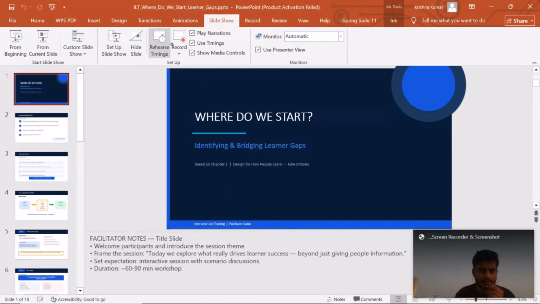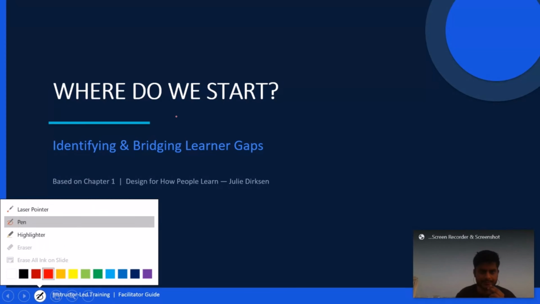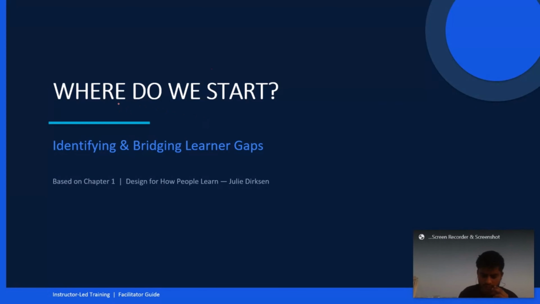Let me share a full screen from the current slide. Okay, so the title is Where Do We Start, right? The session name is identifying and bridging the learning gap. We have to identify the gap and bridge the gap. How do we fulfill that gap?